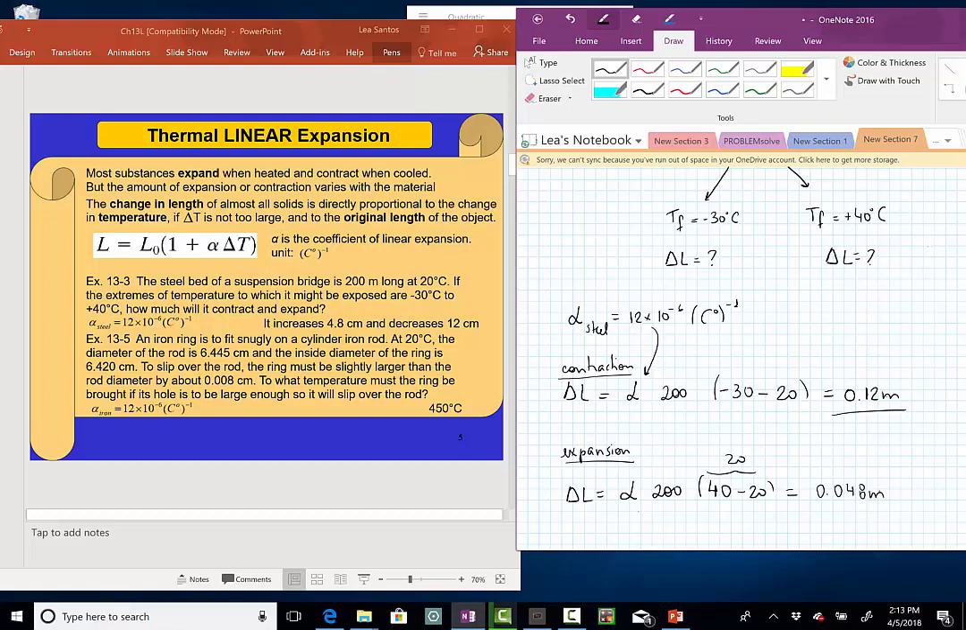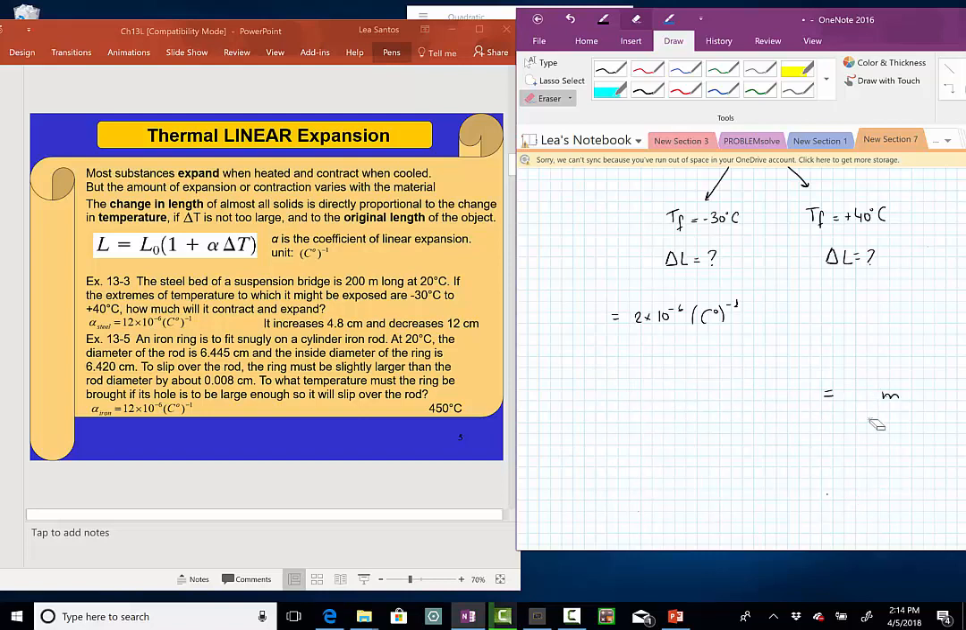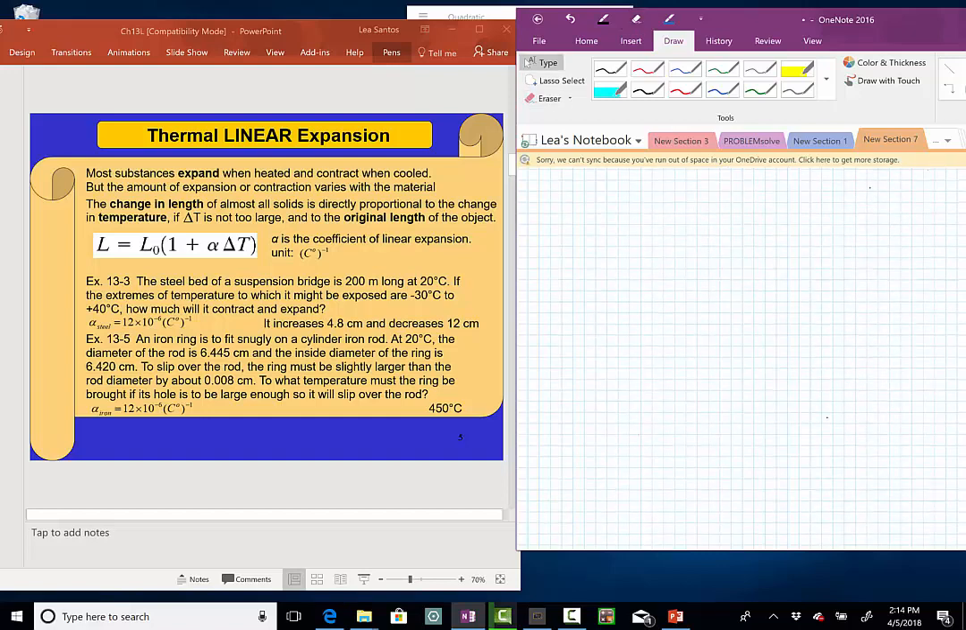Very well, let's then continue. We have now another problem to solve. Let's erase this one, and let's read what this other problem is. So now we have an iron ring. Okay, let me erase and then we'll read together. Okay, so what is this next problem? We have an iron ring that is to fit snugly on a cylinder iron rod.